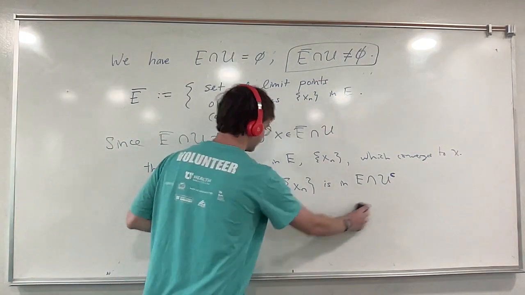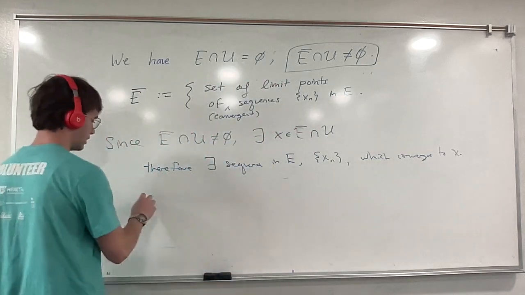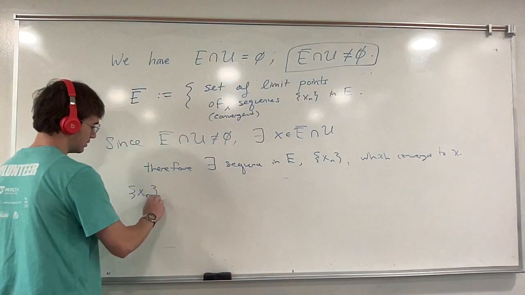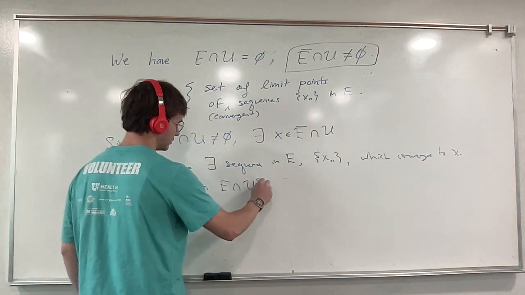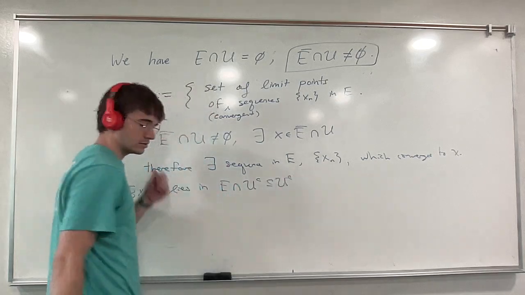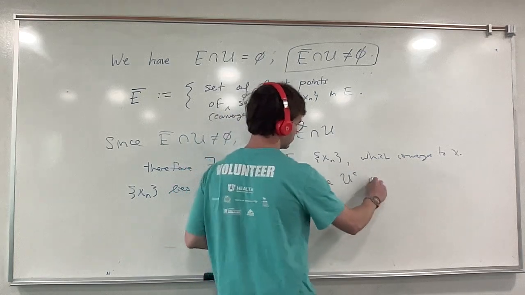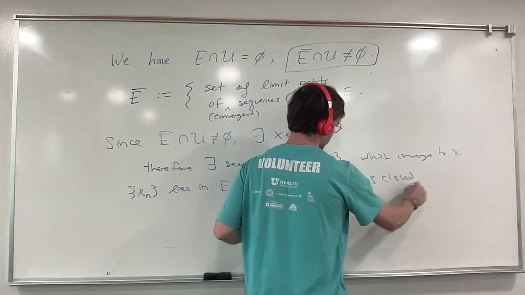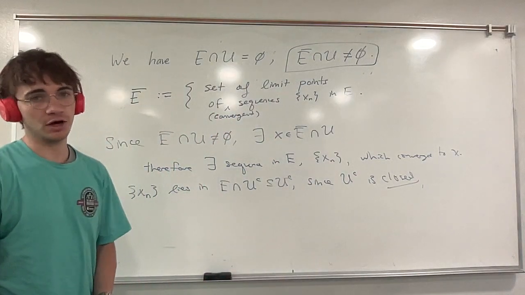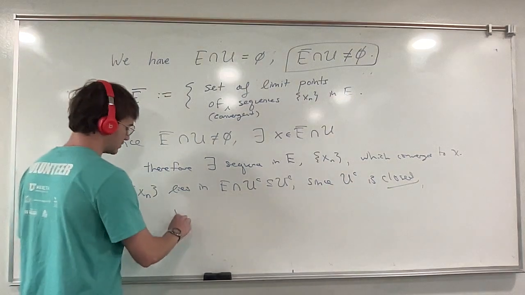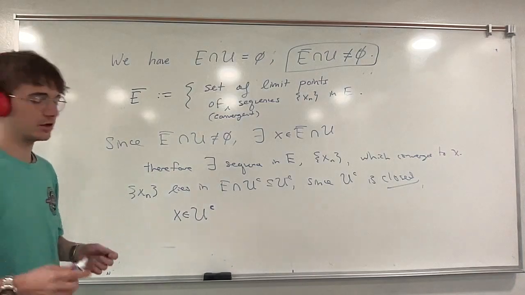So let's write that out. Okay, so we have a sequence xn that lies in E intersect U complement, which is a subset of U complement. Since U complement is closed, every convergent sequence converges to a limit point in U complement because it's closed. So X must lie in U complement. That's a contradiction.